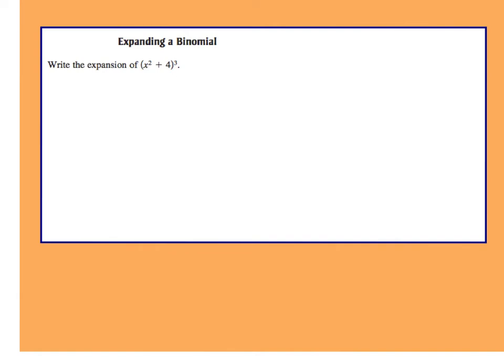So now we have x squared plus 4 to the power of 3. Again, let's start out with our coefficients. What would be my first coefficient at all times? 1. And then if it's a power of 3, my next one's what? 3. And then what's my next one? 3. And then 1. So now we start expanding it.